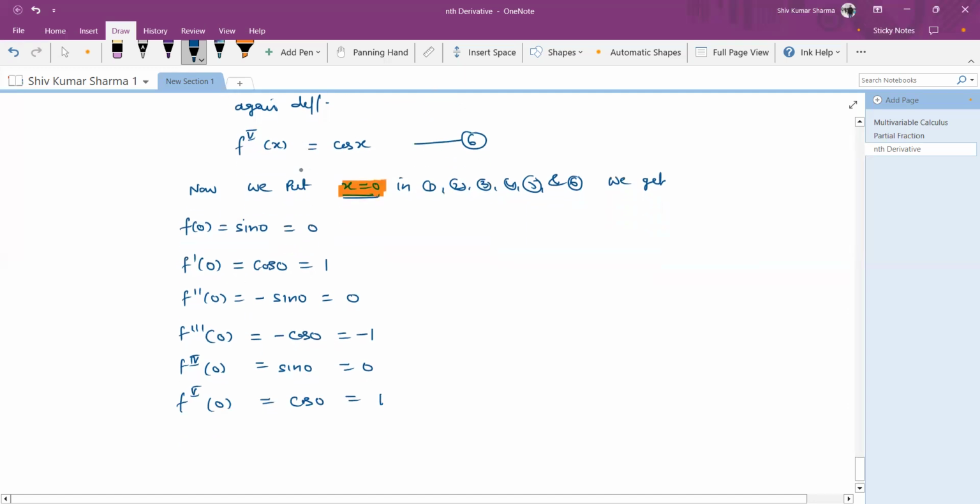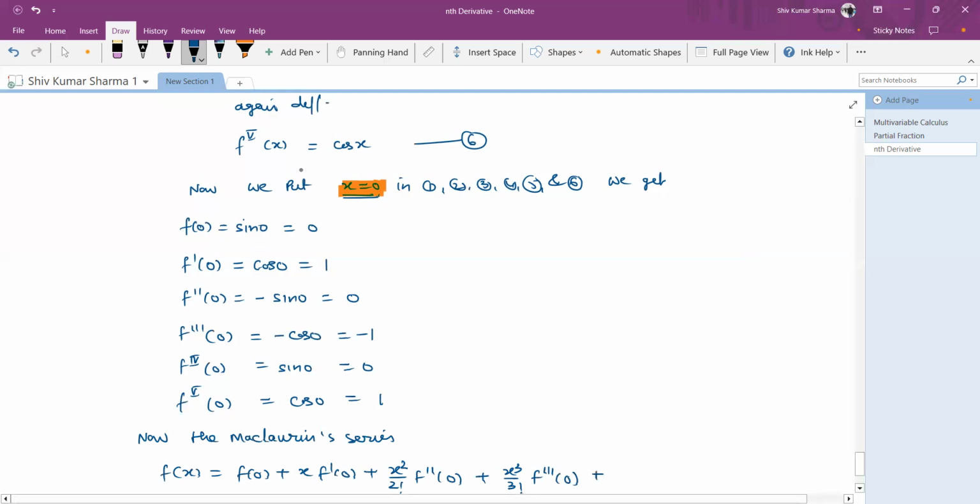Now put these values into the Maclaurin series. So now the Maclaurin series is f(x) is equal to f(0) plus x f dash 0 plus x square upon factorial 2 f double dash 0 plus x cube upon factorial 3 f triple dash 0 plus x raised to the power 4 upon factorial 4 f^4(0) plus x raised to the power 5 upon factorial 5 f^5(0) plus and so on.